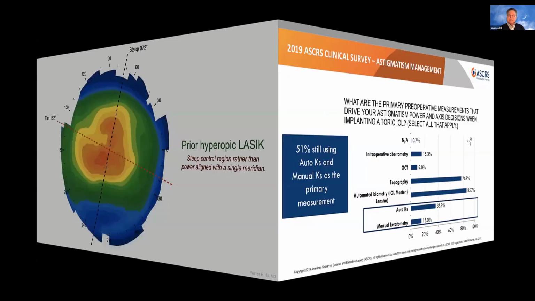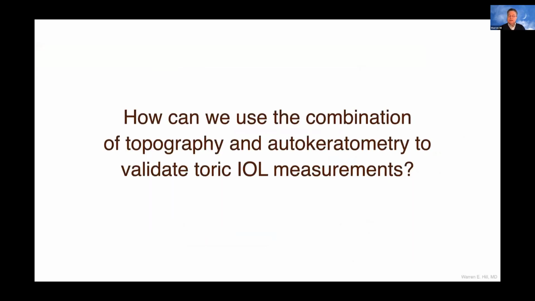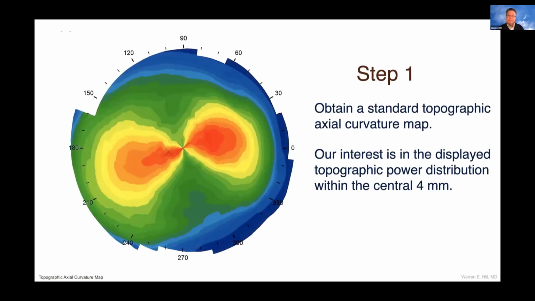ASCRS did a very nice study asking surgeons what it was they used to evaluate a patient for the toric IOL. And the great majority used a topography and automated biometry, either the IOLMaster or the LenStar at that time. So how can we use the combination of topography and automated keratometry to really get good results with the toric IOL? So the first step is we just obtain a standard axial curvature map. And our interest is really in the displayed central 4 millimeters. What takes place in the periphery really doesn't have any meaning for the toric IOL.